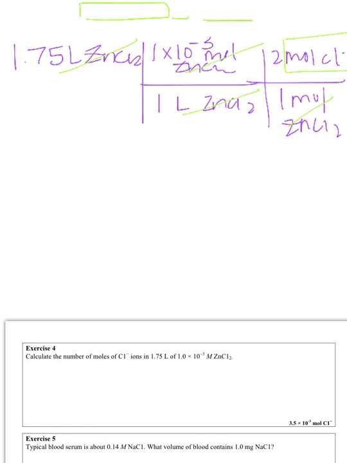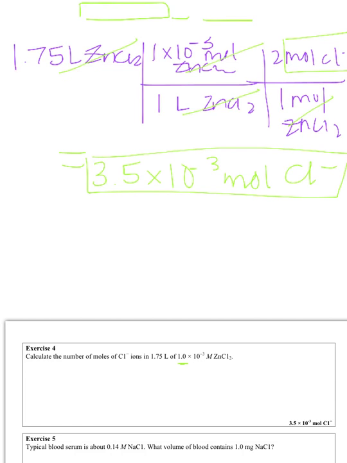How many significant figures? If I check back to the measurements in the problem, it looks like I have 2 significant figures there in that 1.0 times 10 to the negative third. I need 2 significant figures in my answer, 3.5 times 10 to the negative third moles of chloride ions. Put a box around your final answer and you're done.